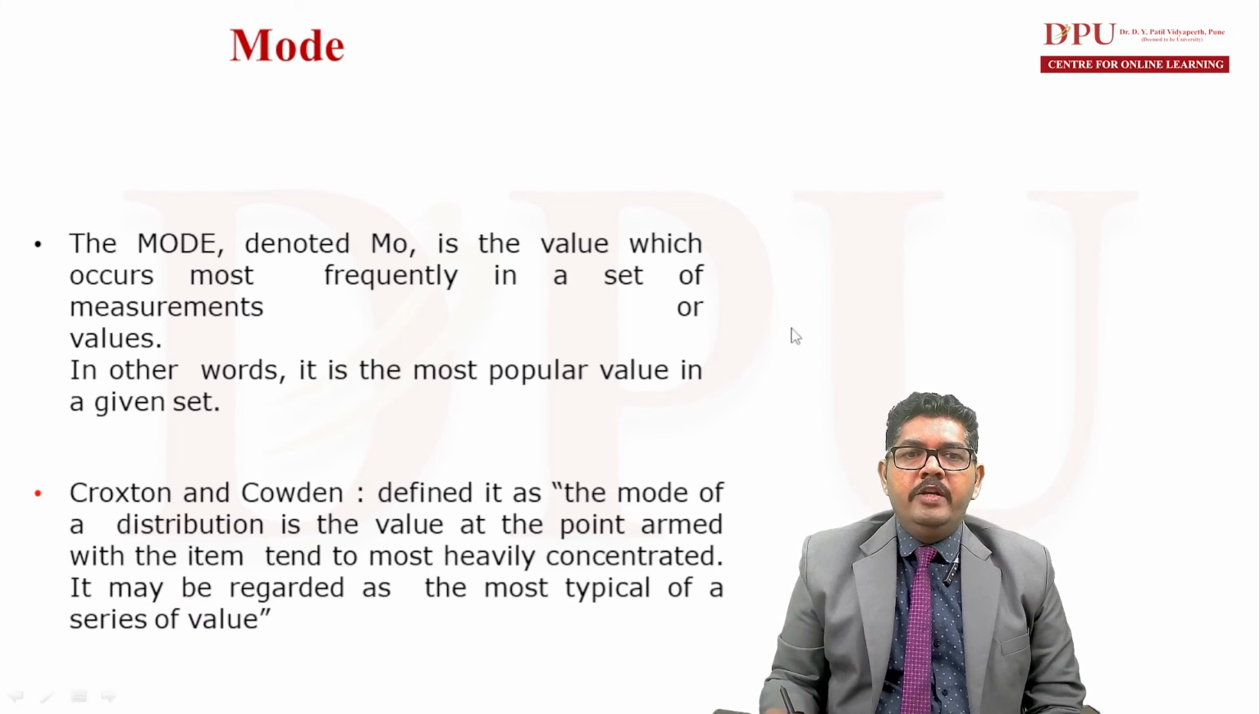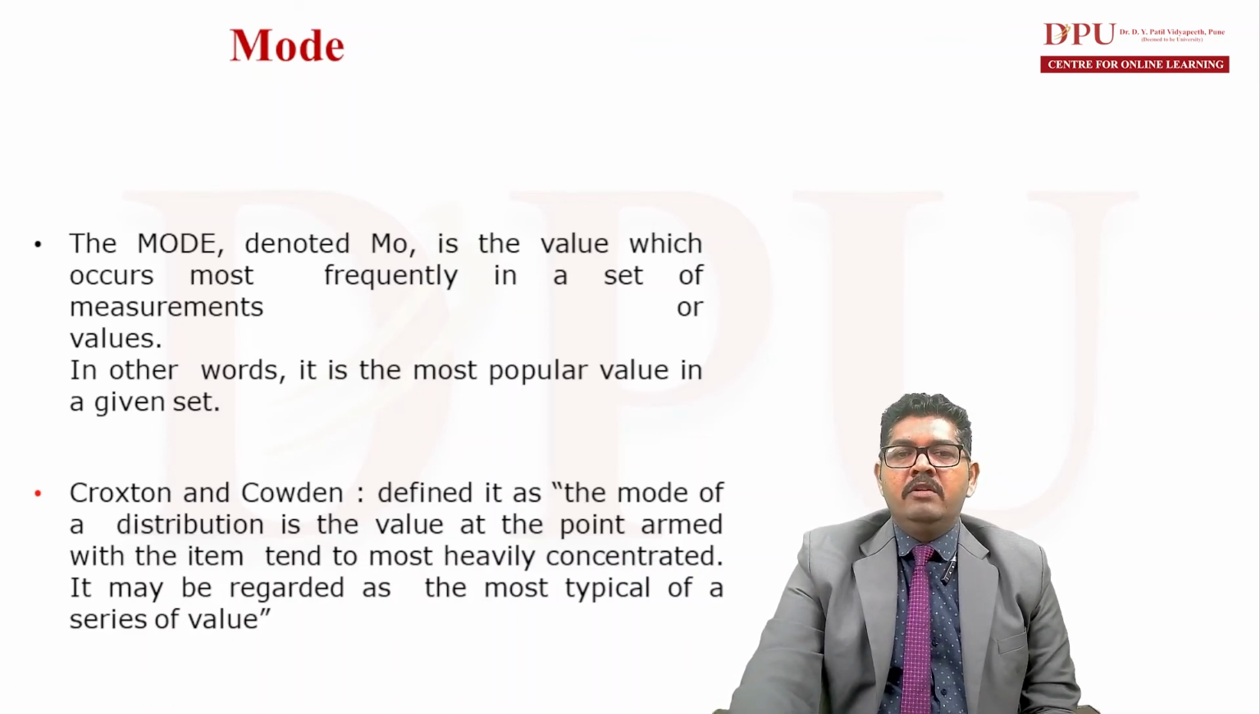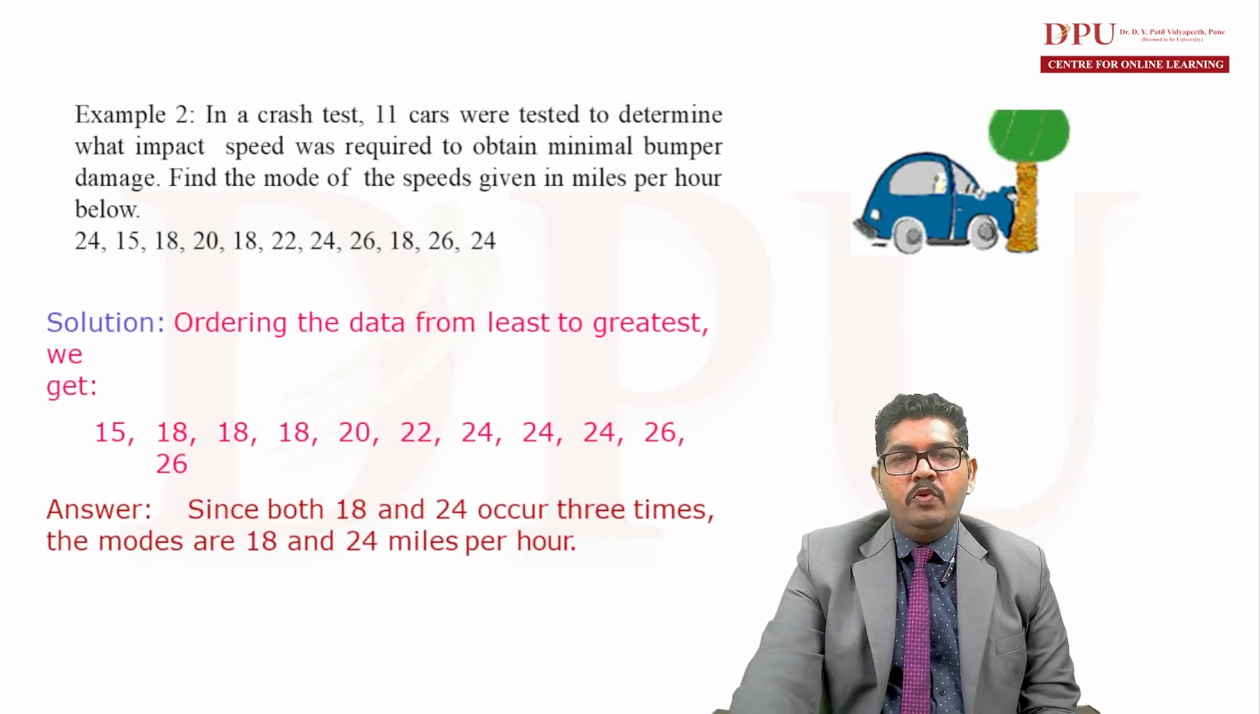Mode. The mode, denoted by Mo, is the value which occurs most frequently in a set of measurements or values. In other words, it is the most popular value in a given data set. Croxton and Cowden define it as the value at the point around which the items tend to be most heavily concentrated. It may be regarded as the most typical of a series of values. So when we have data, the mode will be the number which appears most frequently, the most number of times, in a data set.